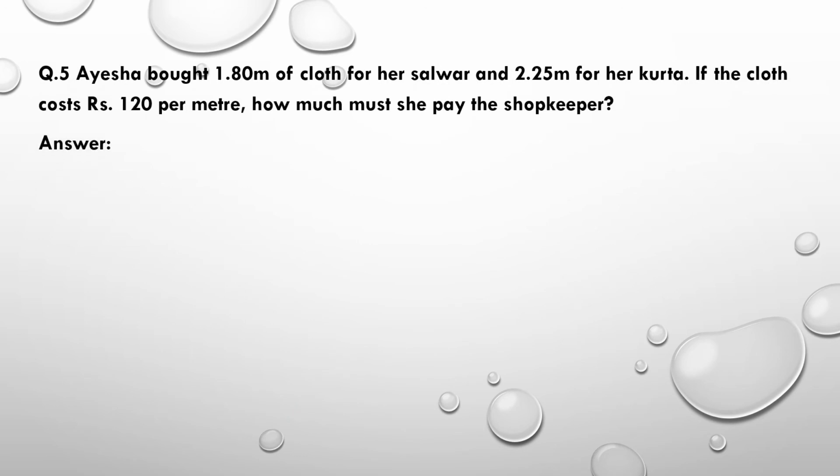Question 5. Aisha bought 1.80 meter of cloth for her salwar and 2.25 meter for her kurta. If the cloth cost rupees 120 per meter, how much must she pay the shopkeeper? Answer.